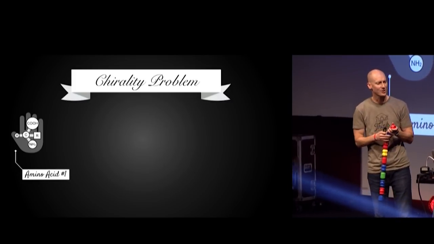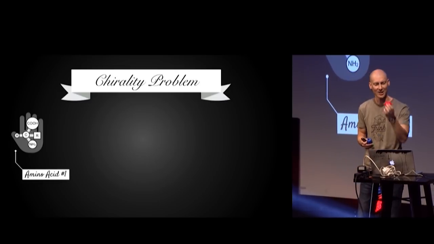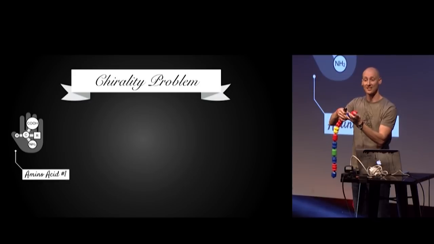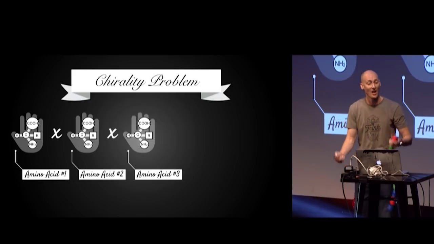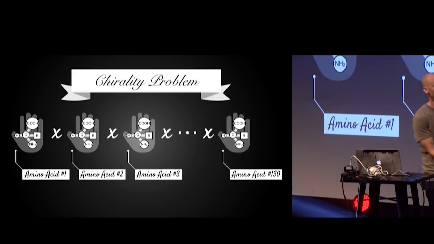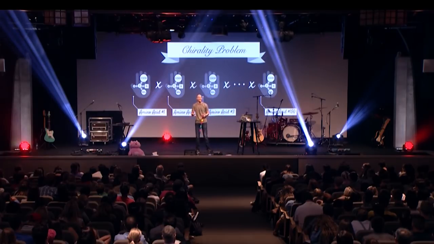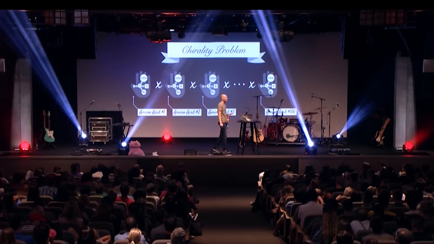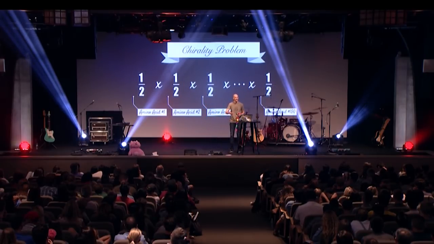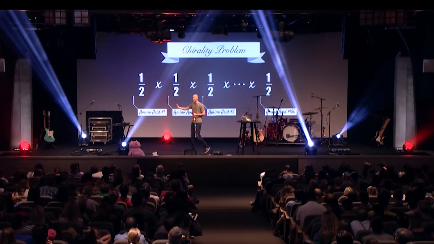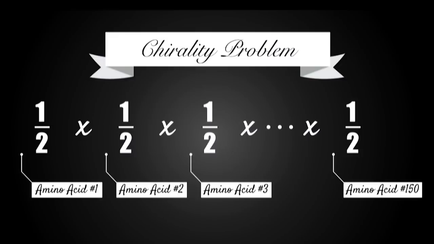So it turns out, if we want to build one of these by chance, what we're going to do is first get our first left-hand amino acid, and then try and get another left-hand amino acid, stick it on there, and then another and another and another, until you've got 150 in a row. Now here's the problem. When we make these in the laboratory, or find them, they come in a 50-50 mixture. It's basically a coin flip. So quite literally, the probability of getting your left-handed amino acid every time is a coin flip, a 1 in 2 chance.